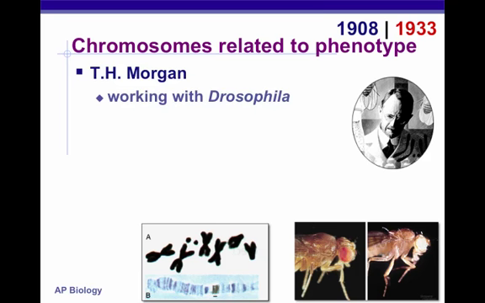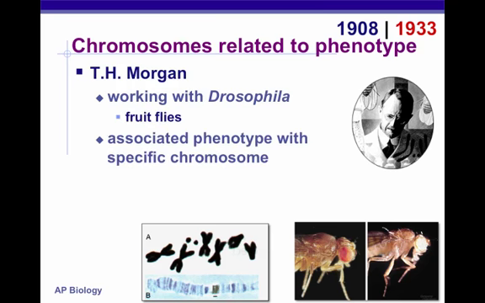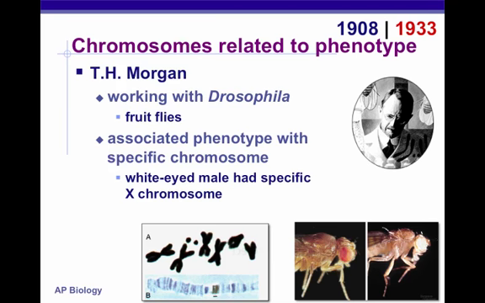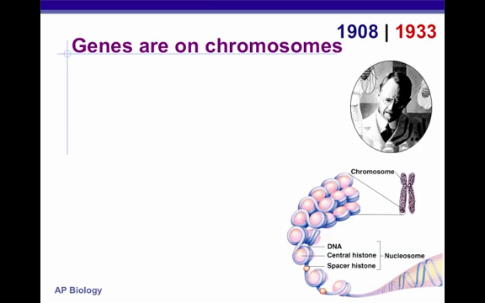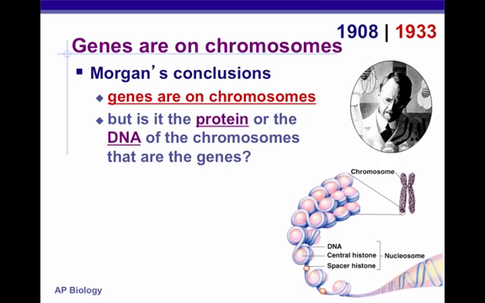Morgan. We learned about him in genetics. He worked with Drosophila, fruit flies. He associated the phenotype with a specific chromosome. Okay, the white-eyed male had a specific X chromosome. So once he figured that out, then we know that genes are on chromosomes. So he actually figured that out with the investigation that we studied earlier with X-linked traits. So Morgan's conclusions, genes are on chromosomes.